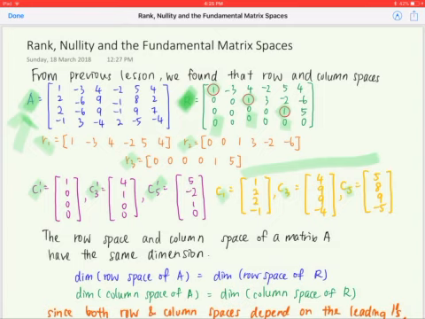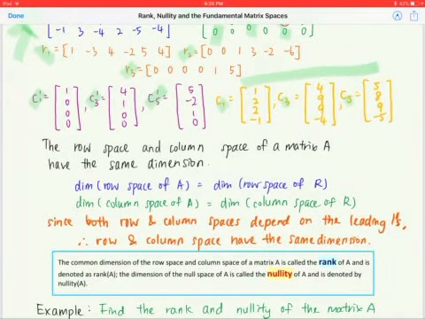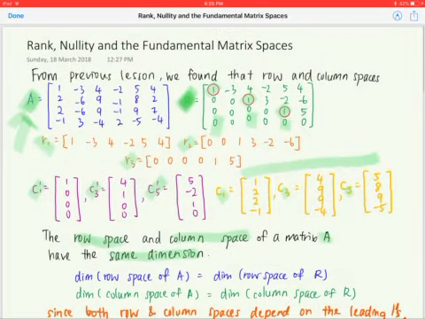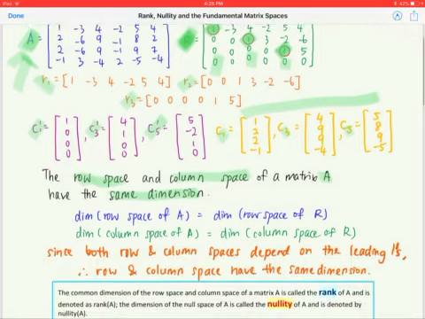Both matrix A and R have the same row space. Now we see that the row space and the column space of a matrix A have the same dimensions, because you decide it based on the leading ones. If you have three leading ones, it means that you have three bases for the row space, and similarly you will have three column bases for the column space.